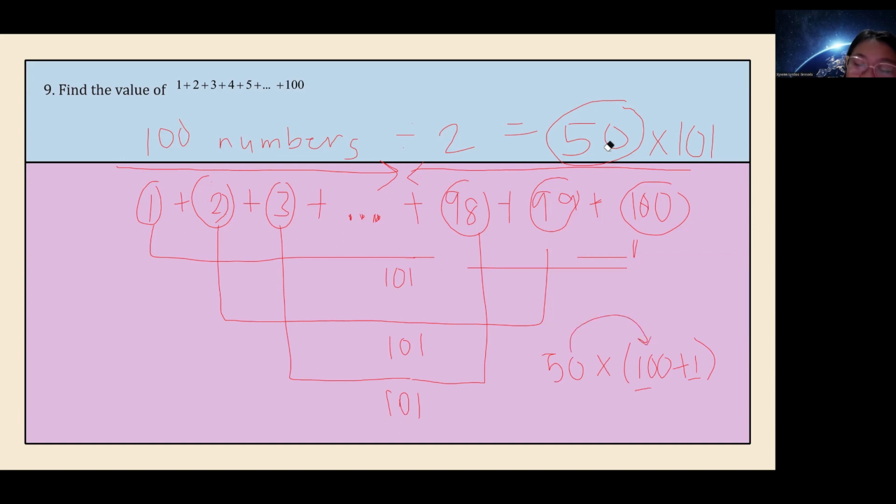So 50 times 100, this is just easy. You do 5 times 1, that's 5, and then copy the number of zeros. We have 1, 2, 3. So you get 5,000 plus, okay, plus 50 times 1. What is 50 times 1? That is just 50. So 5,000 plus 50, we can get the final answer to be 5,050. Okay? So 5,050 is the final answer.